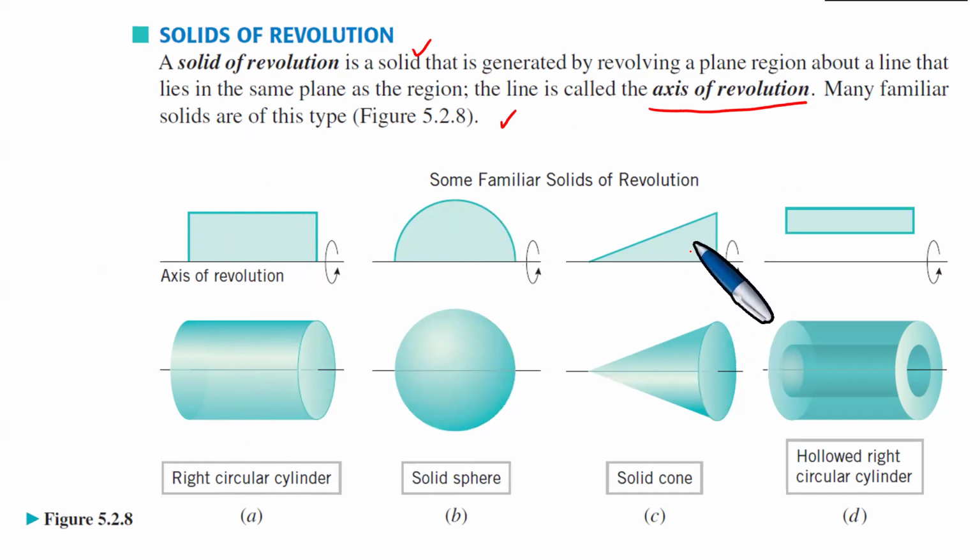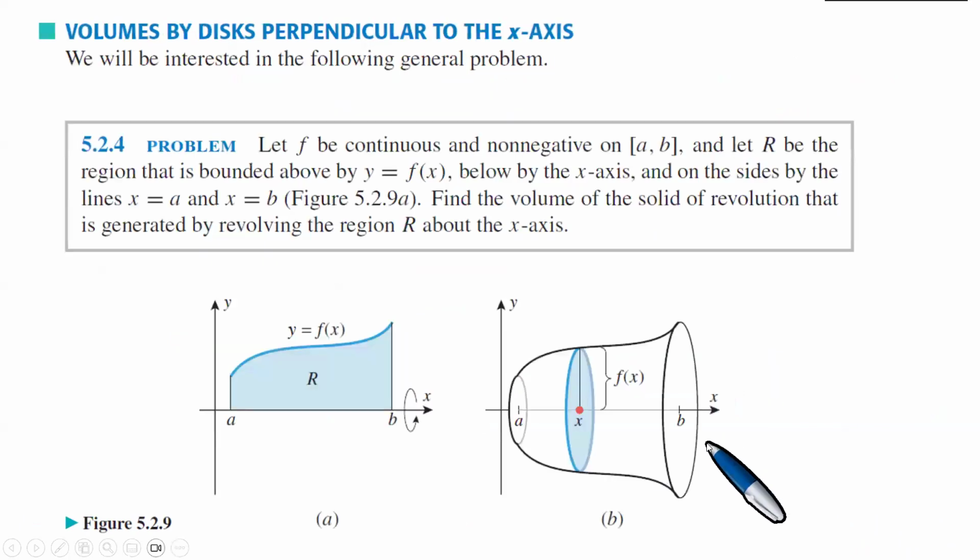We can take this particular right angle triangle and revolve it. We get a solid cone. Here we get a solid sphere. Here we get a right circular cylinder. And if we take a component here and revolve it like that, we're able to get a hollowed right circular cylinder. And now we get to the hollowed right circular cylinders, which are of great interest to us.